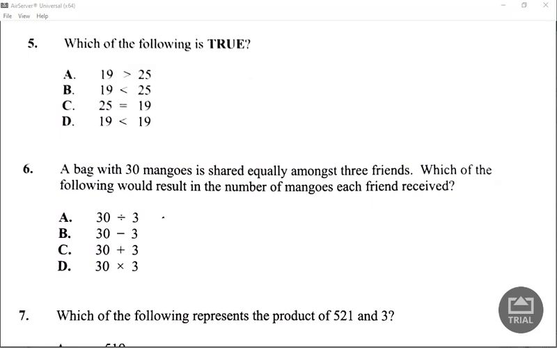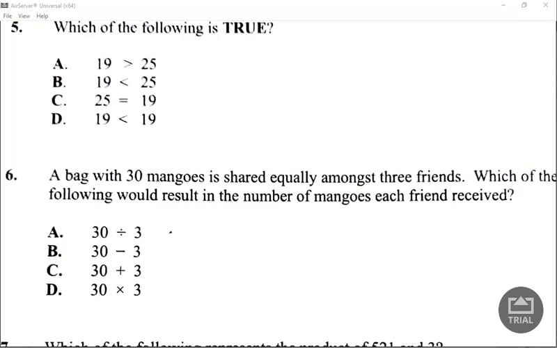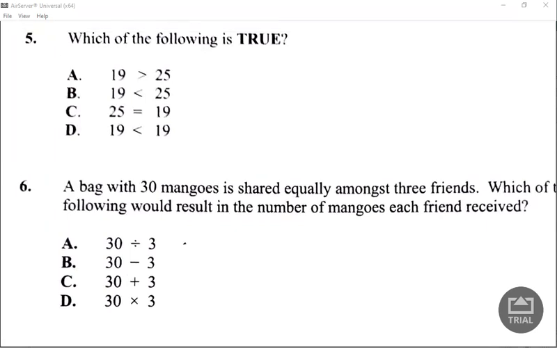Number 5 says, which of the following is true? A says 19 is greater than 25. That is not true. So this is false. 19 is less than 25. That is correct. So for number 5, it would have been B.